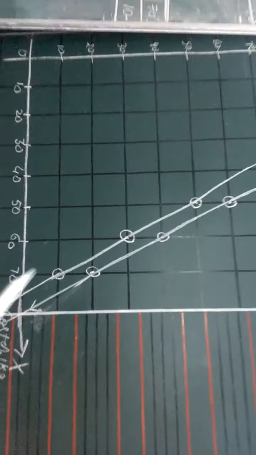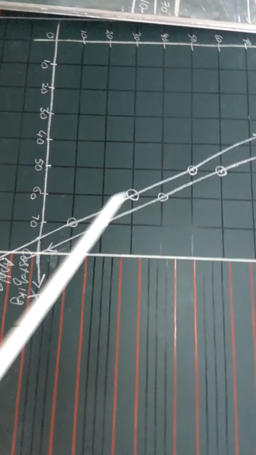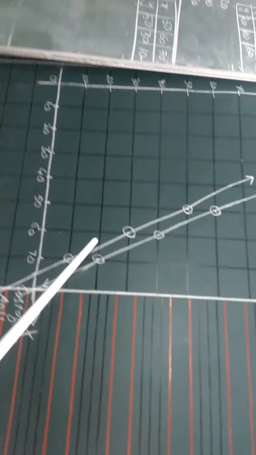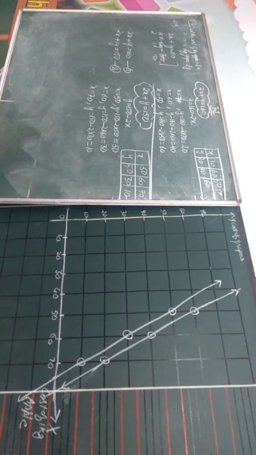Join the second line. In this case, you will find 2 parallel lines. See, the 2 lines must be parallel. So dear students, in this way you will be able to complete the question.